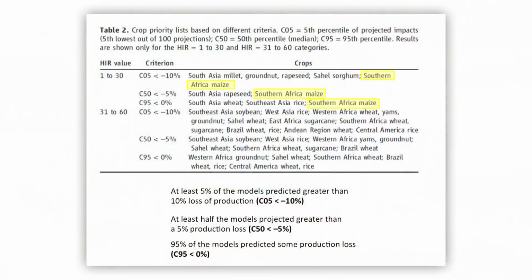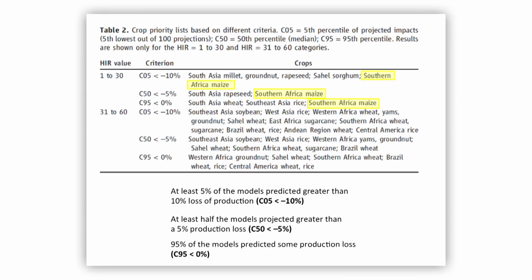And so they took all of these studies for all of the food insecure regions, and then they made this table here, asking the question of, okay, what should be the focus? What should be the priorities for the future? And they have different criteria. The hunger importance ranking is here from 1 to 30 or 31 to 60. The lower the number, the more important it is to food insecure people. The higher the number, the less important it is.